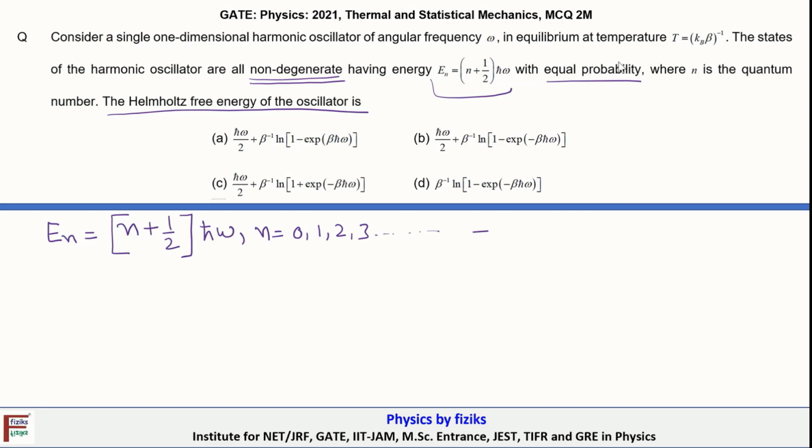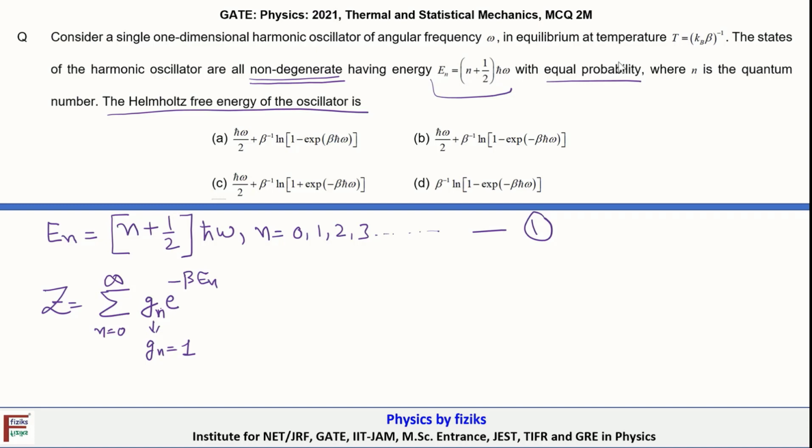Okay, let's call this equation number 1. Now the partition function for the harmonic oscillator is given by Z equal to the summation, n taking values from 0 to infinity, of g_n exponential minus beta E_n. Since it's given that g_n is 1 here, all the states are non-degenerate, so we can take it equal to 1.